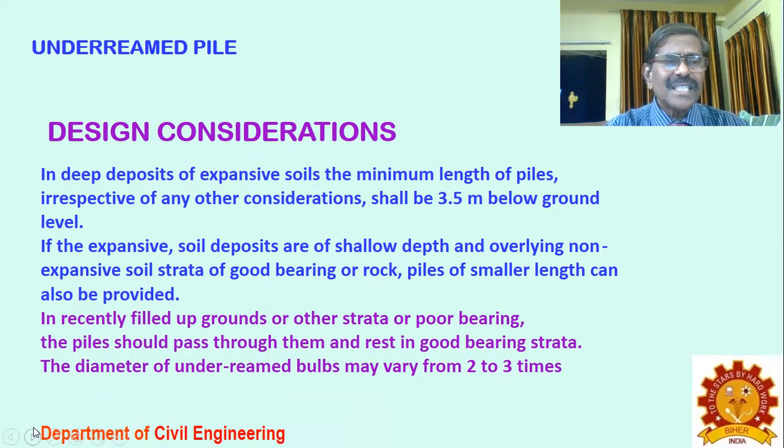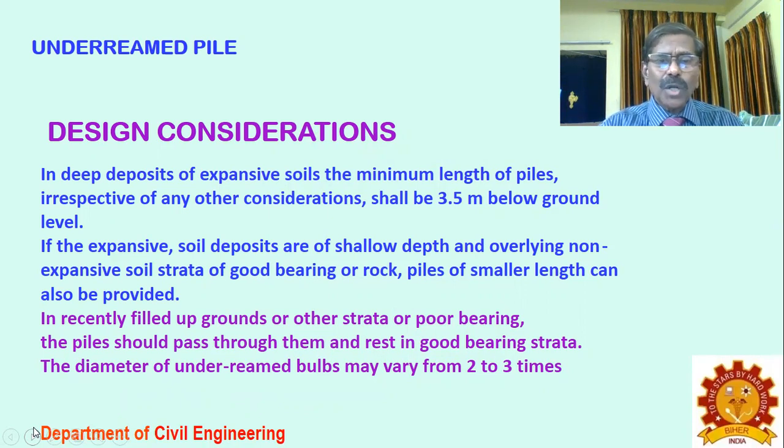So the design considerations in deep deposits of expansive soil: the maximum length of the piles, irrespective of any other consideration, shall be 3.5 meters below the ground level. In expansive soils, non-expansive soil, and good bearing rock, piles of smaller length can also be provided.